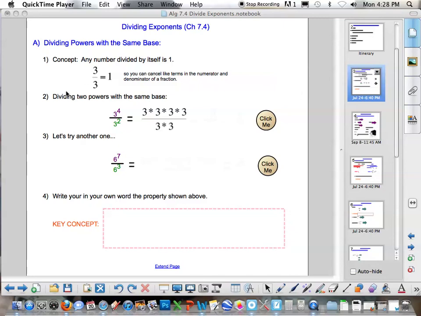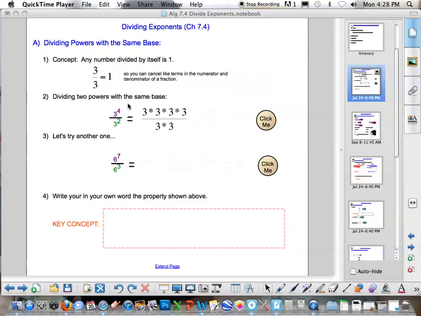So a key concept to remember is that anything divided by itself has to be equal to 1. Or as a fraction, any numerator and denominator that are exactly the same, 3 over 3, are going to basically cancel out or divide out and make 1.